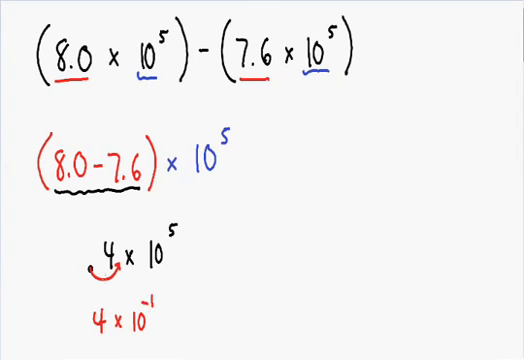We just moved the decimal point 1 unit to the right, so that means you need to put a negative 1 in the exponent. And on the right side, we're still multiplying by 10 to the fifth, and we can actually simplify this even further.